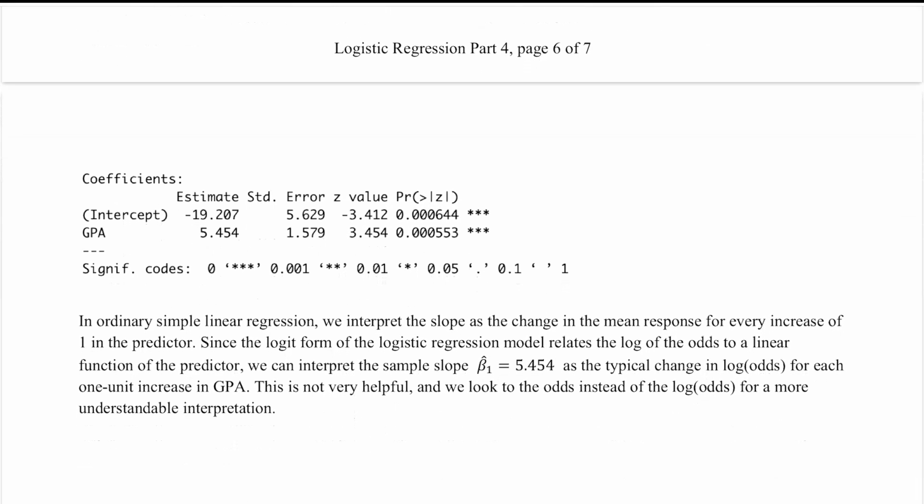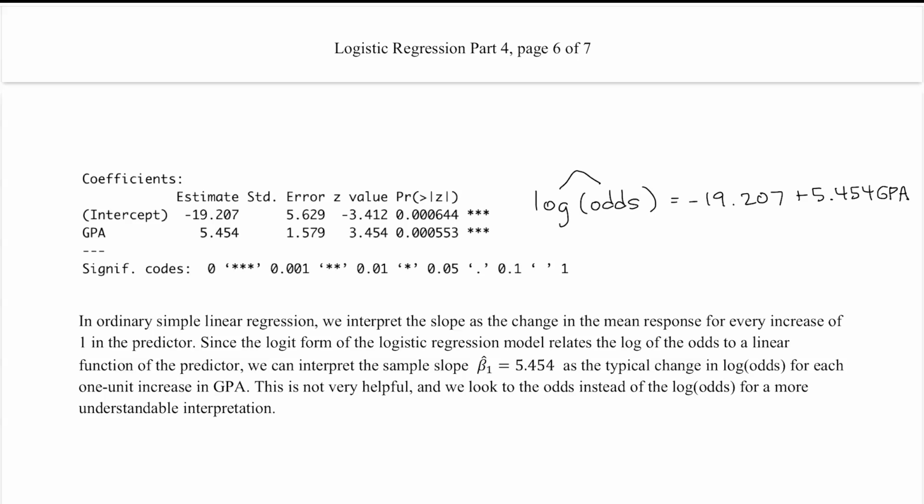And I've just recreated the code here. We've done this before already. And based on the model summary, I just want to point out, so again, this was in the logit form. So the predicted log odds of being accepted, not probability, log odds of being accepted, are negative 19.207 plus 5.454 times GPA.